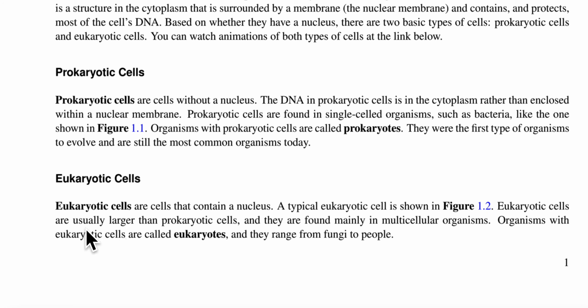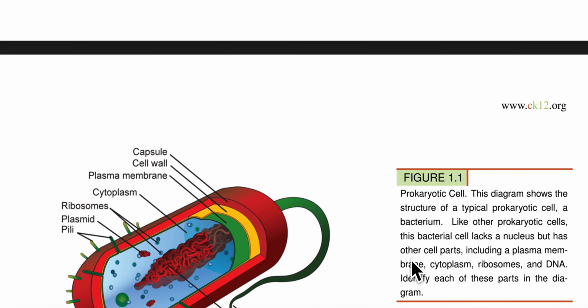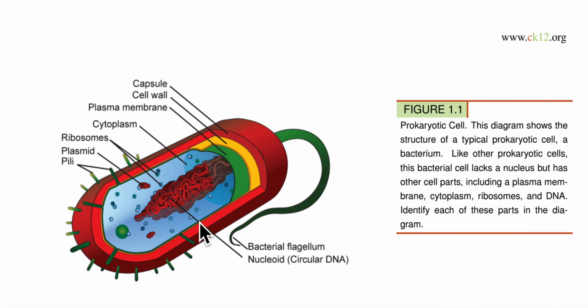Eukaryotic cells are usually larger than prokaryotic cells, and they are found mainly in multicellular organisms. Organisms with eukaryotic cells are called eukaryotes, and they range from fungi to people. Here again is your prokaryotic cell breakdown with the cytoplasm, the flagellum, capsule wall, and all this loose DNA material.